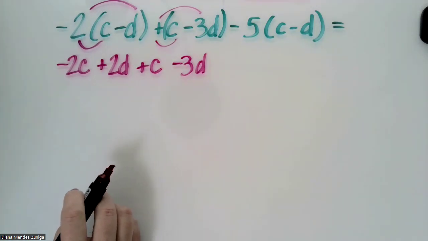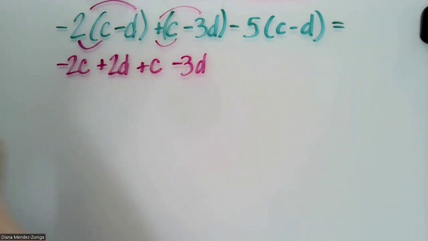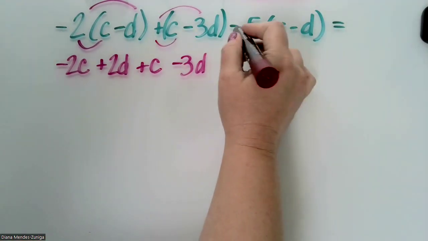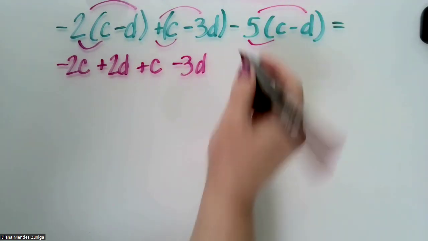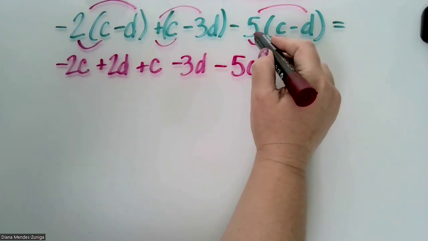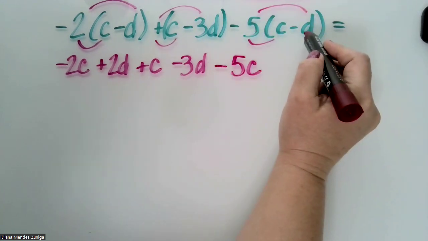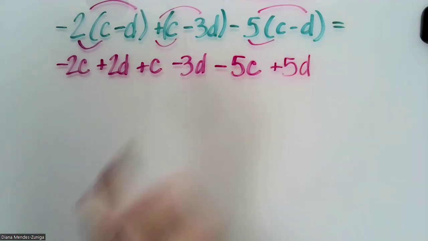When you have a negative sign on the outside, that's where it gets a little bit different, but we'll move into that a little bit later. So now let's finish this one here, and we have a -5 times C. It's going to give us a -5C, and a -5 times a -D, that would give us a +5D.